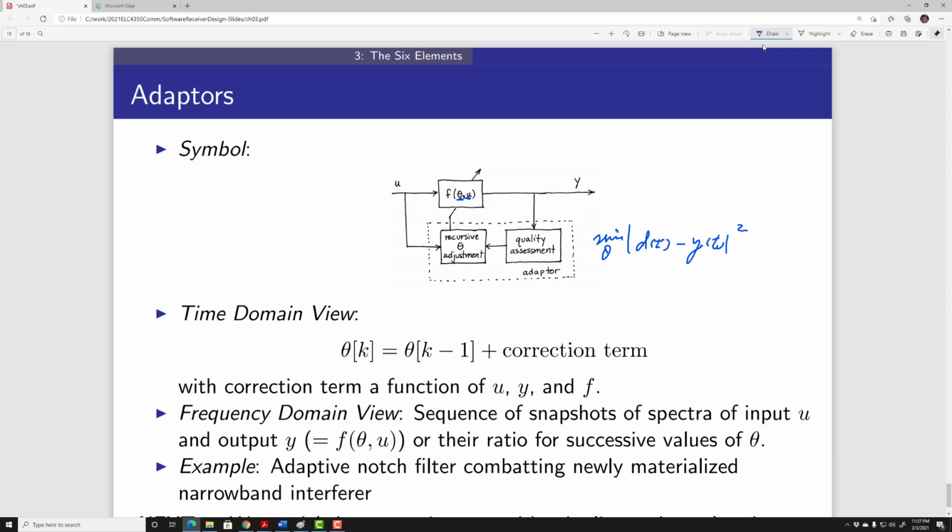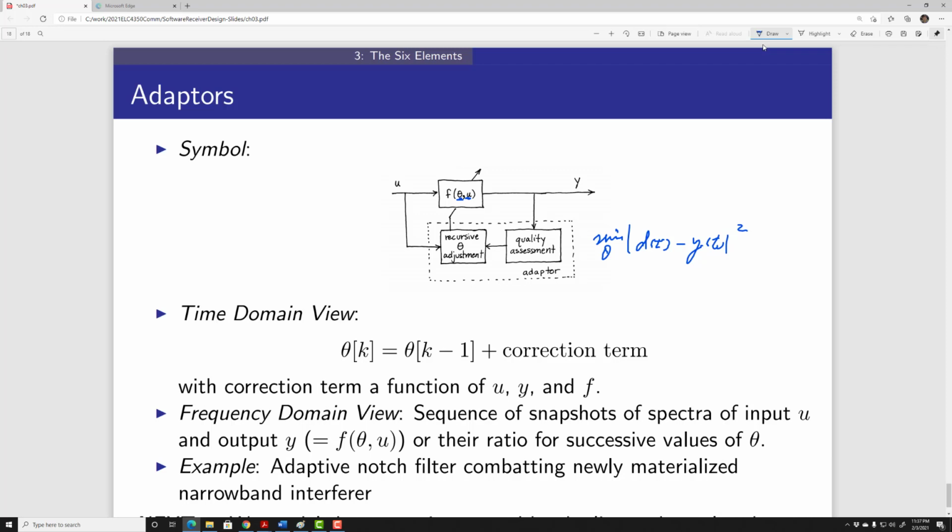There are some other uses of adapters. For example, adapters may adapt to a changing system environment. If I'm going to track a signal, however the signal is changing, the frequency is changing, so I need to track the signal. And then I can use an adapter to do that.